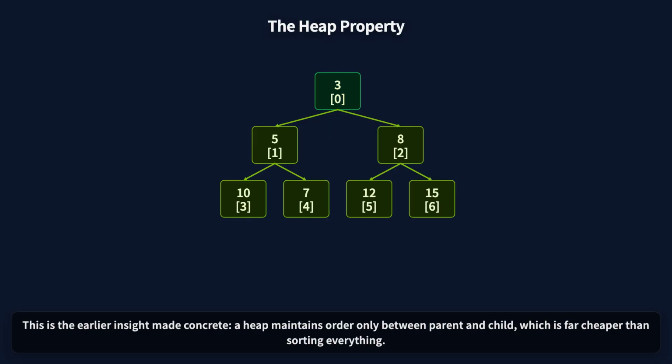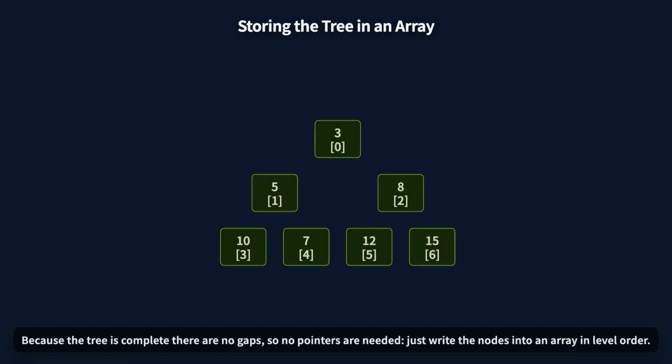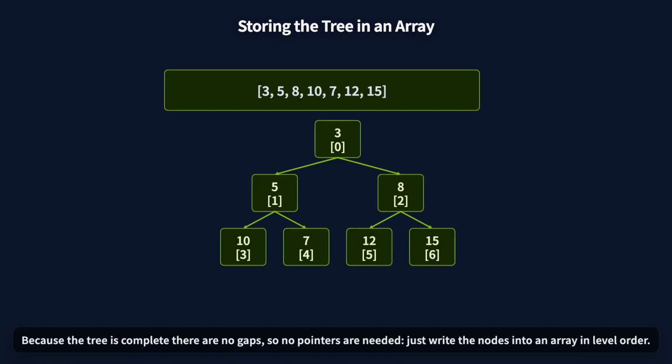This is the earlier insight made concrete. A heap maintains order only between parent and child, which is far cheaper than sorting everything. Because the tree is complete, there are no gaps, so no pointers are needed. Just write the nodes into an array in level order.